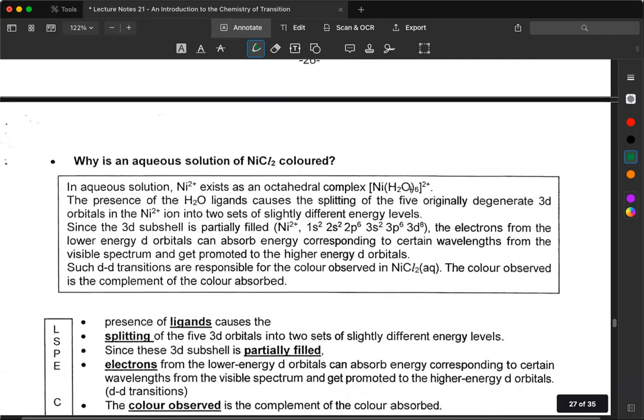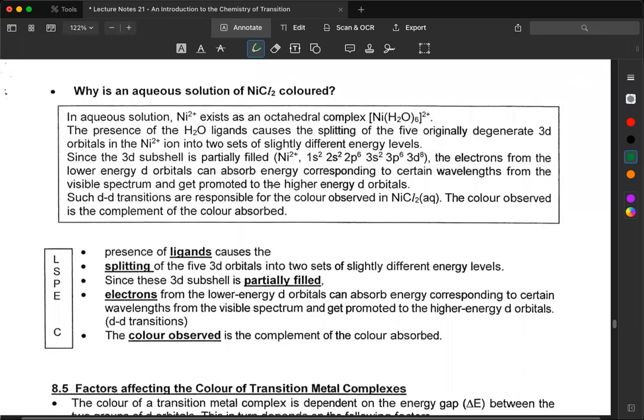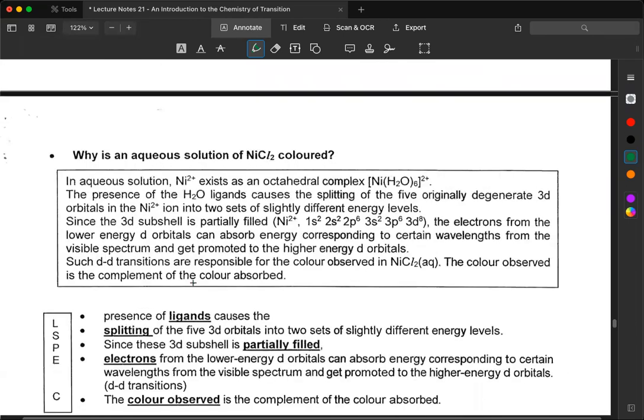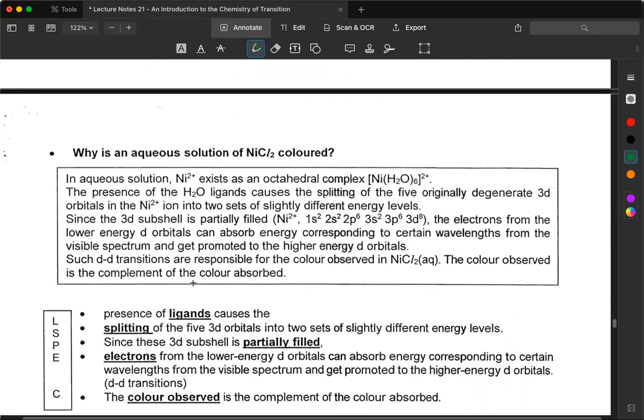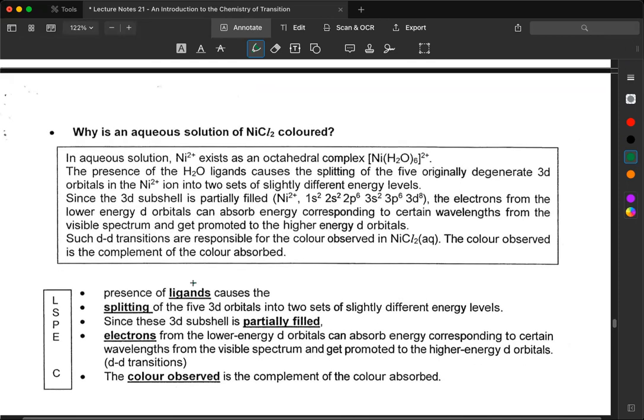But how about nickel chloride? They also form octahedral complexes. Why is it colored? How do you explain this answer? To explain this, there are techniques which we'll talk about later. In an aqueous solution, nickel 2+ exists as an octahedral complex. The presence of water ligands will cause the splitting of the 5 originally degenerate 3d orbitals in nickel 2+ into 2 sets of different energy levels. The 3d subshell is partially filled. So the electrons from the lower energy d orbitals can absorb energy from the visible spectrum and get promoted to the higher energy. Such d-d transitions are responsible for the color observed. The color observed will be the complement of the color absorbed.